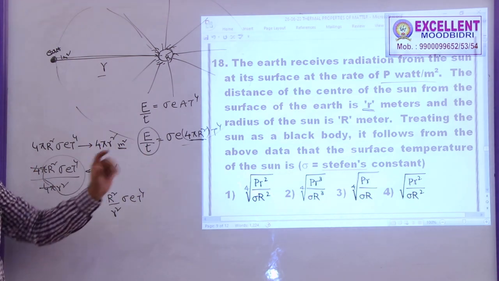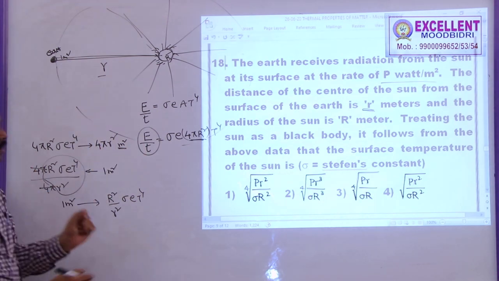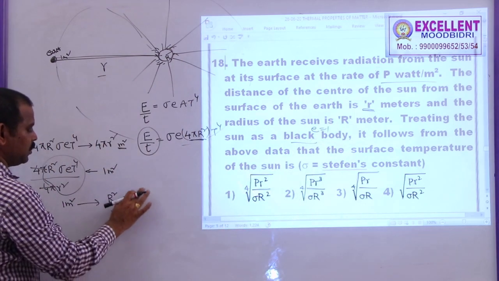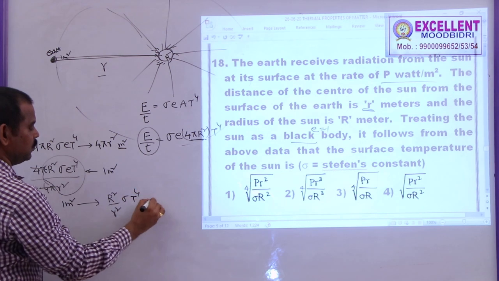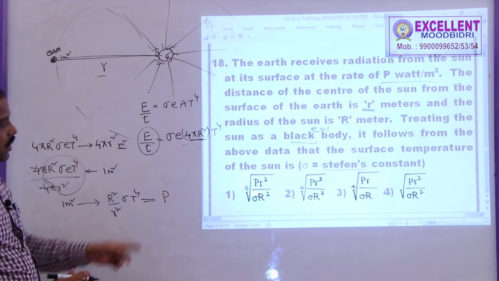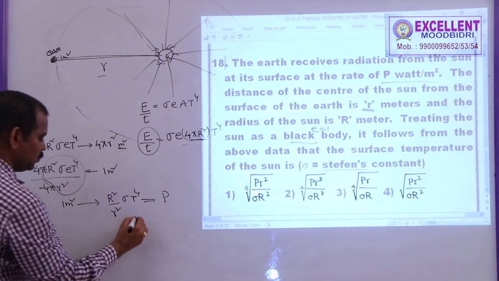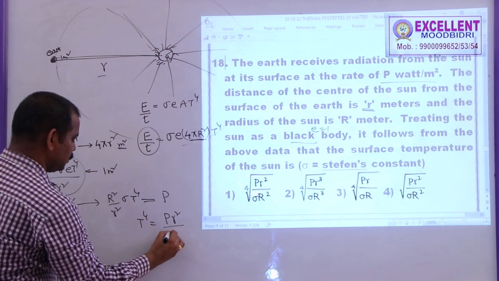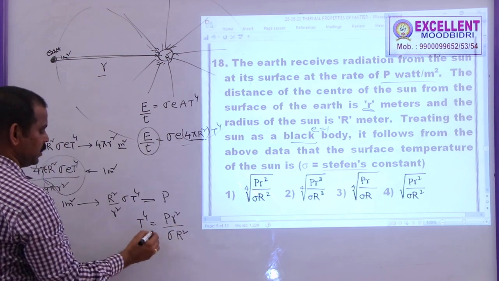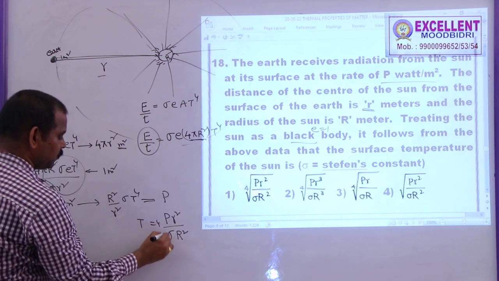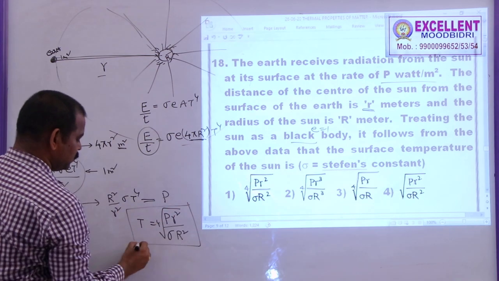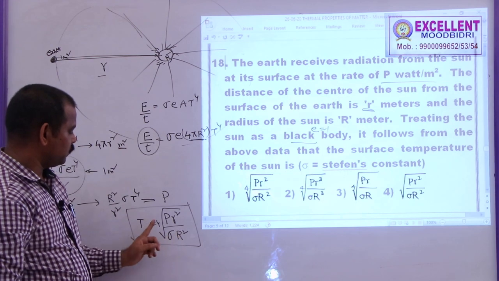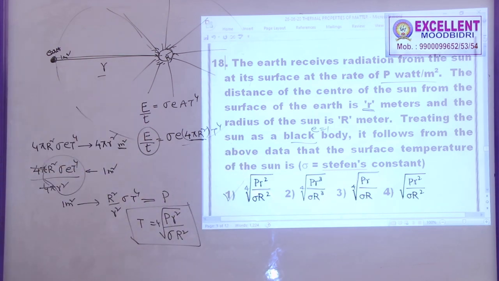Remember students, for sun, as it is a perfect black body, for a perfect black body E is equal to 1. So I can remove this one, I can write E there as 1. So this must be equal to P. They are asking us to find out the temperature of the sun. So T power 4 is equal P R square by sigma r square. But T power 4 means fourth root of this one. This is P R square by sigma r square. So option 1 is correct.